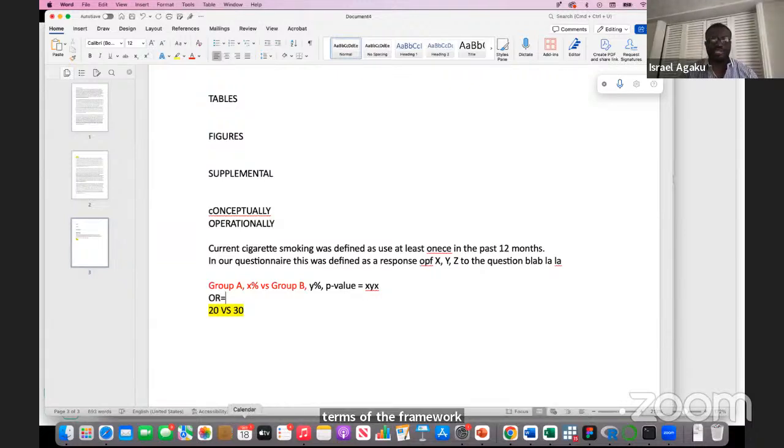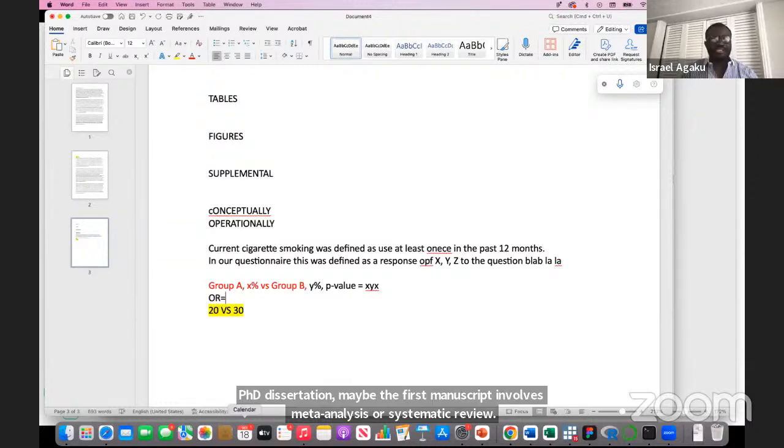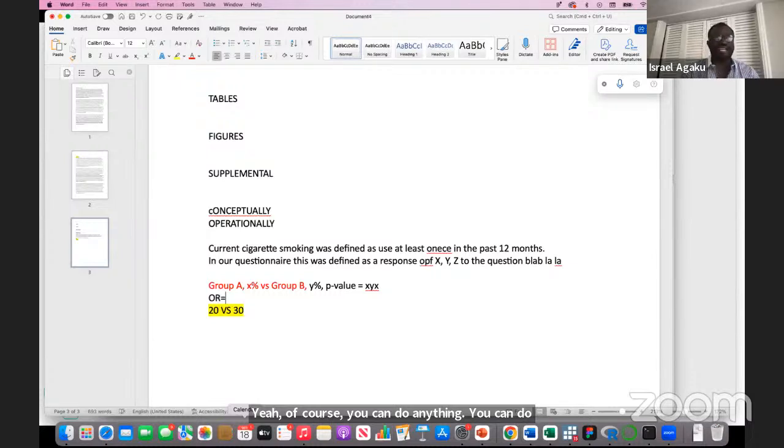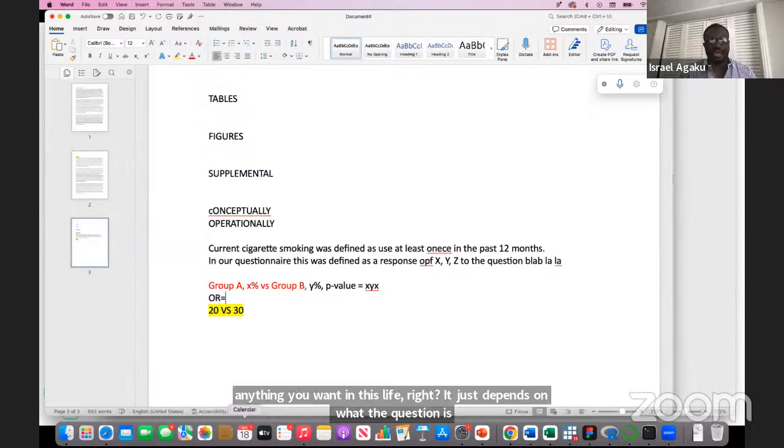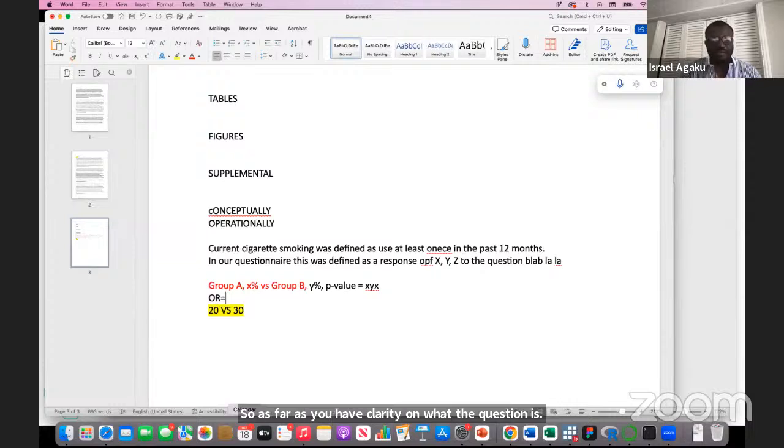So a review of the literature is, like the name implies, we're just reviewing the literature. Whether we're doing it systematically or not systematically depends on what we're doing, right? A systematic review suggests that maybe your PhD dissertation, maybe the first manuscript, involves a meta-analysis or a systematic review. Of course, you can do anything. You can do anything you want in this life, right? It just depends on what the question is. So as long as you have clarity on what the question is, then you can do anything. I think part of academic maturity is having the confidence, growing that confidence to say, all right, this is what we want to do, not asking, can we do this?